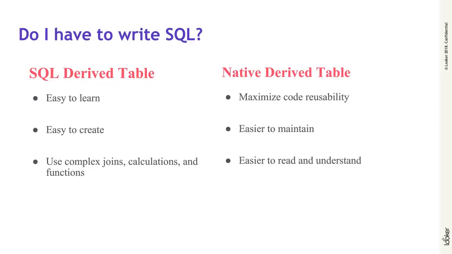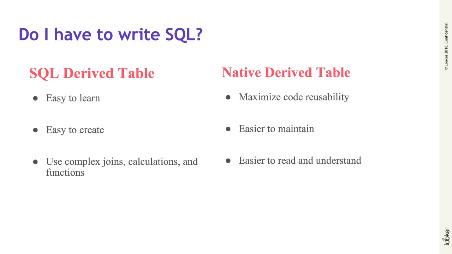So the next question you might have is, I mentioned there are these two different types of tables, and I said that in the SQL derived table we do have to write SQL. And then in the other version, you actually, in some cases, not all cases, have to write zero SQL at all. Looker will do all of the writing of the SQL for you. So this slide lists out a couple of pros and cons for each of these two types of derived tables.